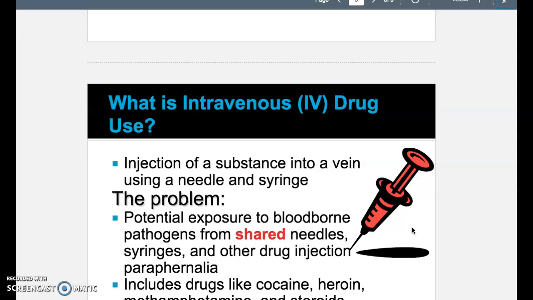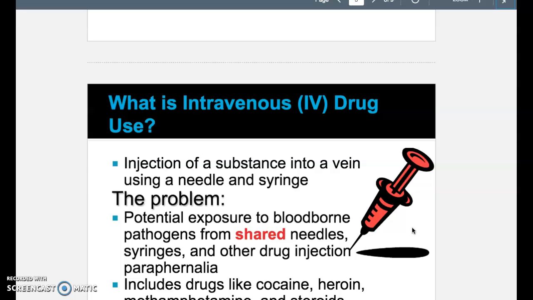So what is intravenous drug use? IV drug use is when you inject a substance into a vein using a needle and a syringe. So it's basically just putting a shot of substance into your veins.